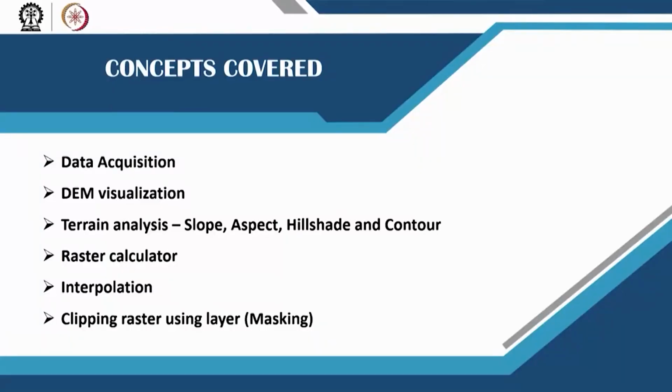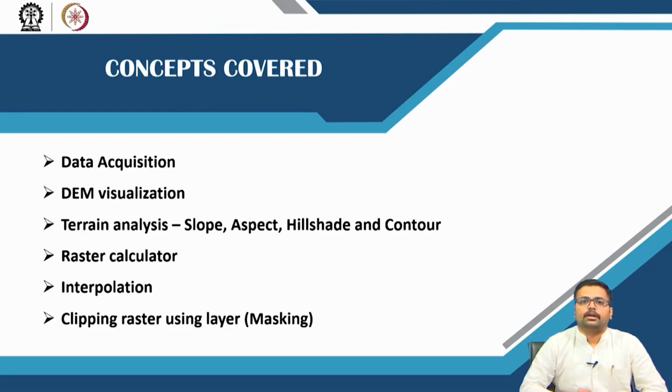Welcome back to NPTEL online certification course on Geographic Information Systems. In the previous sessions we have seen how to acquire raster data and how to visualize the digital elevation model, the terrain analysis such as slope, aspect, hillshade and contour, followed by raster calculator, and how to interpolate vector data, and finally we will also see how to clip raster using masking. Now let us see how we can do various kinds of raster analysis from the obtained digital elevation model.